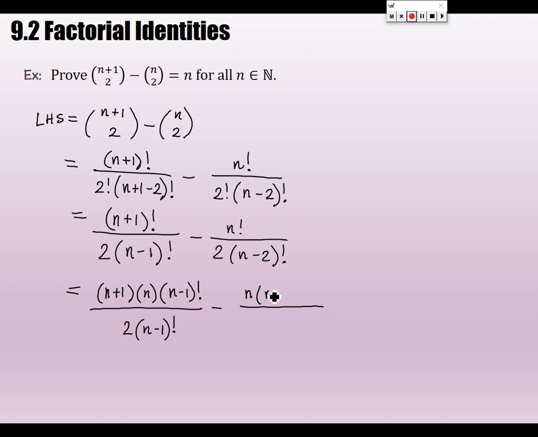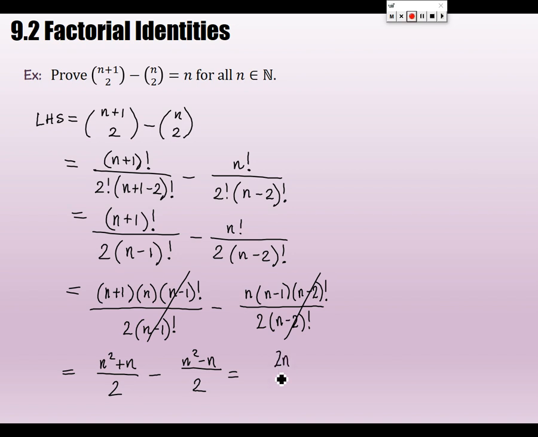So n times n minus 1 times n minus 2 factorial, we can write in the numerator over here. And then this is the fun part, things cancel out. And then we just have algebra here. There's no more factorials. We get n squared plus n over 2 minus n squared minus n over 2. Combining numerators, be careful with the sign. It gives n squared minus n squared and n plus n, which is 2n over 2, which is n, which is the right-hand side, which is what we desired. QED if you like, right?